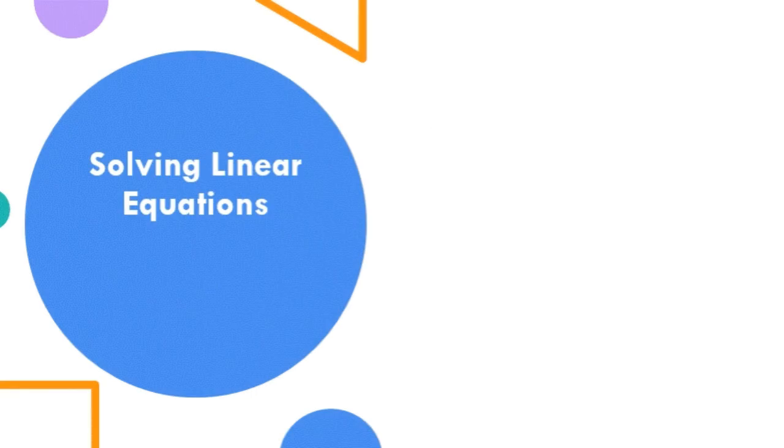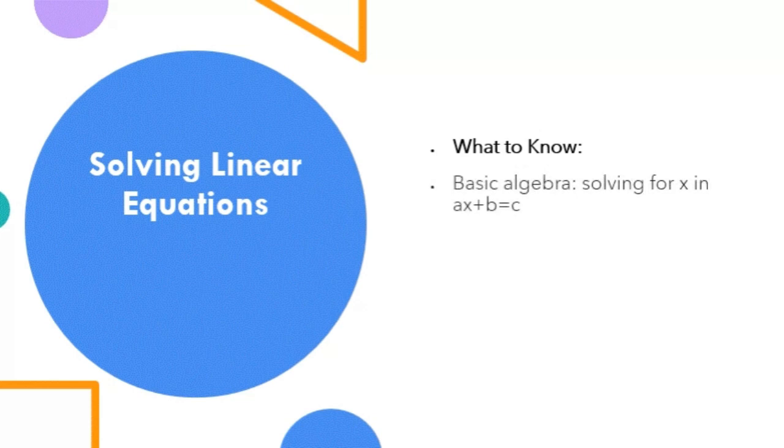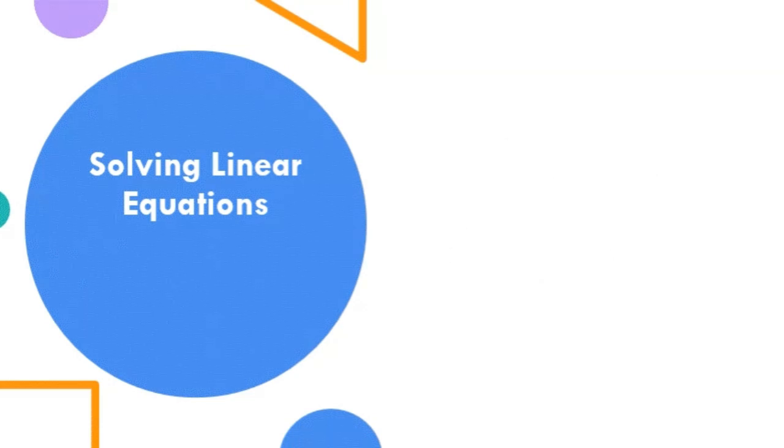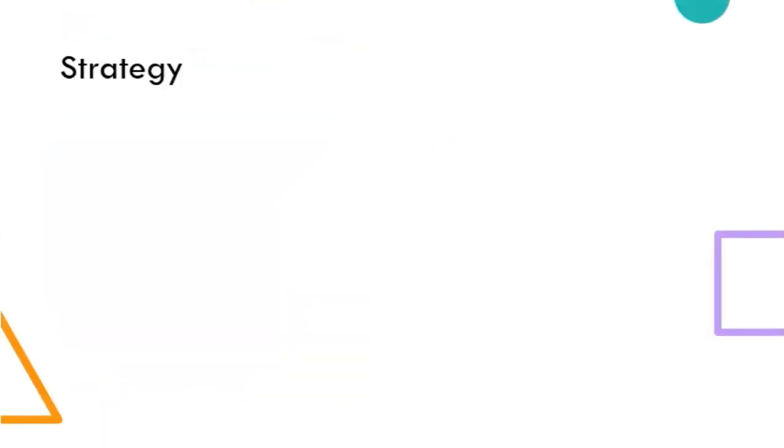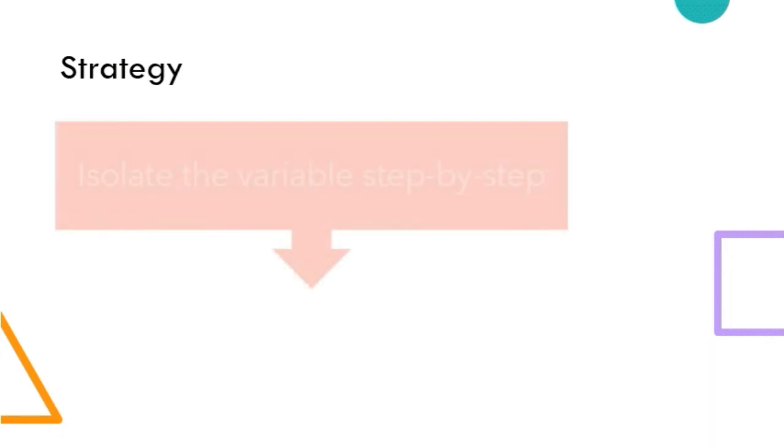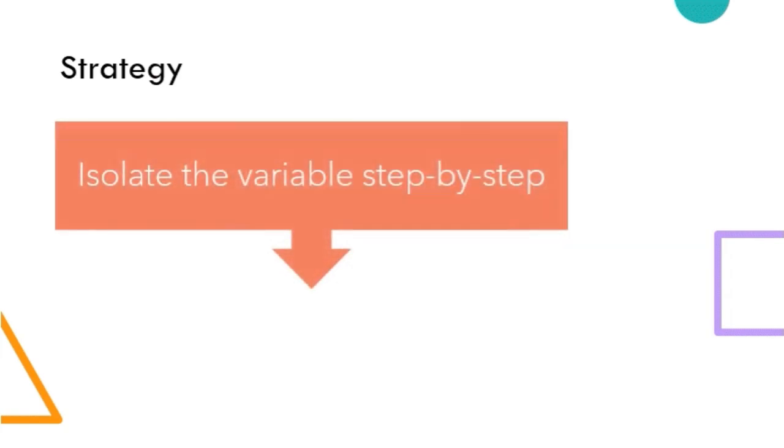Now let's move on to solving linear equations. These problems ask you to find the value of x that makes the equation true. What to remember? You'll often need to use the distributive property or combine like terms before solving. The goal is to isolate x on one side of the equation. Always check your answer by plugging it back in. When solving algebraic equations, we want to follow a clear strategy to find the correct answer. There are 2 key steps to keep in mind. First, we isolate the variable step by step, and second, we check our answer by plugging it back into the original equation. Let's break this down.